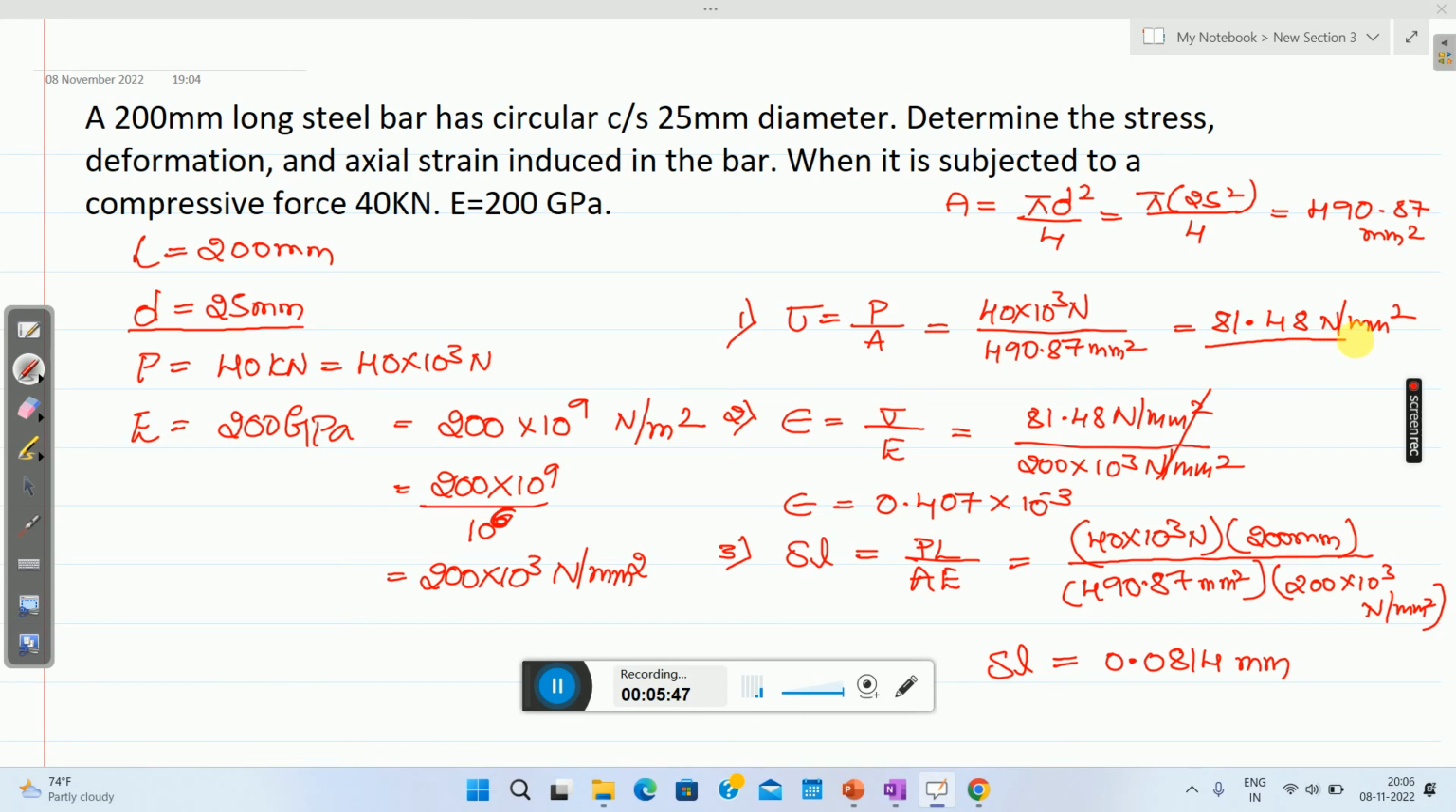So these are my final answers. One is stress 81.48 Newton per millimeter square. Another one is strain 0.407 into 10 raised to minus 3. So elongation 0.0814 millimeters.